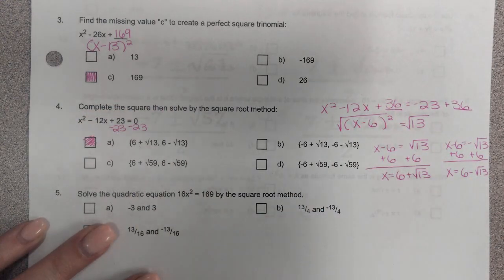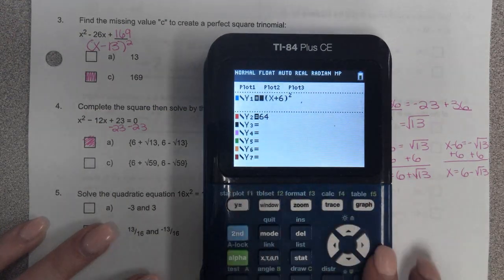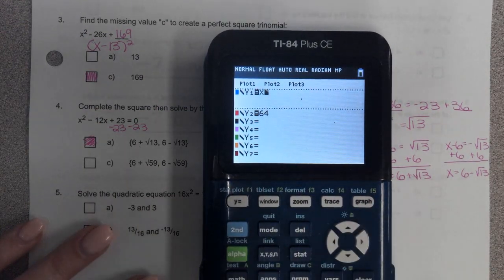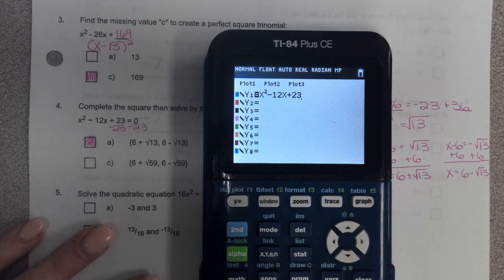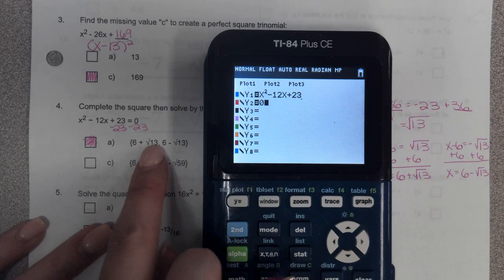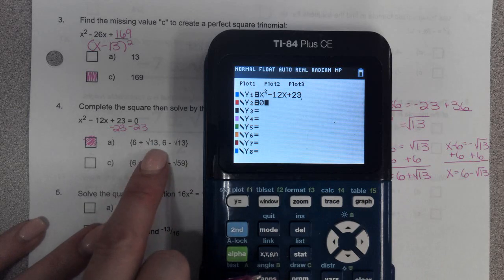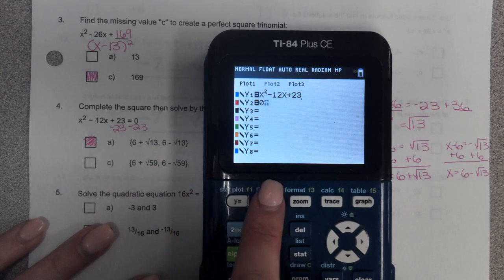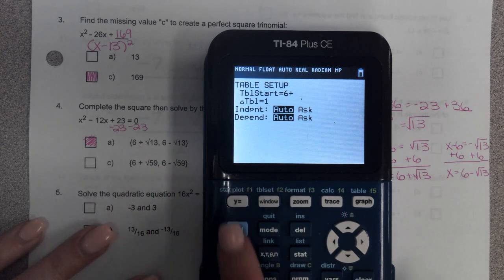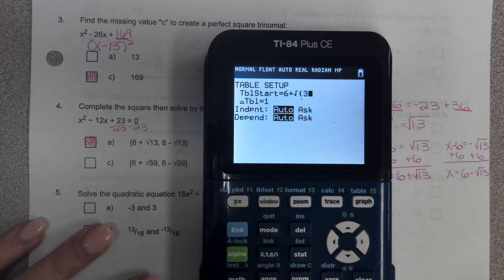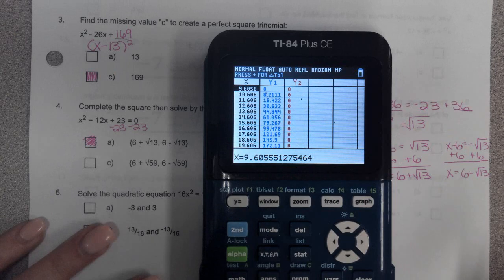Now, you can check this on your calculator as well. Okay, so I would put x squared minus 12x plus 23 in y1 and 0 in y2. Now, you're not going to see these nasty numbers on your table, but you can jump, second window, to whatever number you want. So if I want to jump to 6 plus the square root of 13, I can. Second graph. Yes, they are the same there.